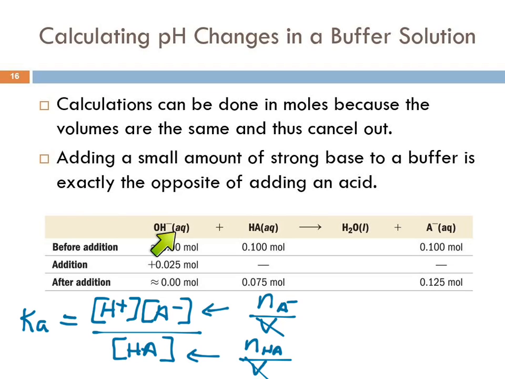So that's talking about this bullet. If we're adding small amounts of strong base to a buffer, it's the opposite of adding an acid. So this is a little example where we're adding base. Initially the base hydroxide was 0. We're adding 0.025 moles of hydroxide now. We're going to assume that that's going to react with the HA and generate A minus. And so this goes up and that one goes down. And then you do the same calculation.